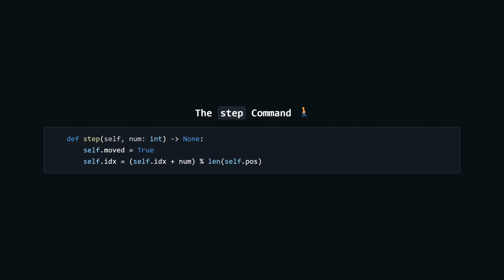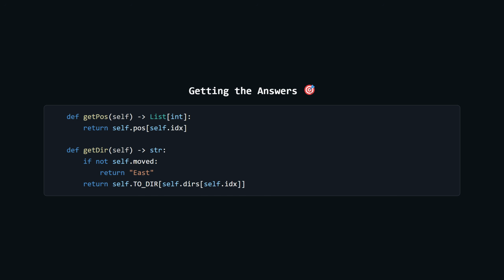Now for the step function. Whenever we are told to move, we set our moved flag to true. Then, we add the requested steps to our current index and use modulo with our list's length to wrap around the track instantly. Getting the position is as simple as returning the coordinates at our current index. For the direction, if we haven't moved yet, we return east. Otherwise, we look up the direction at our current index.